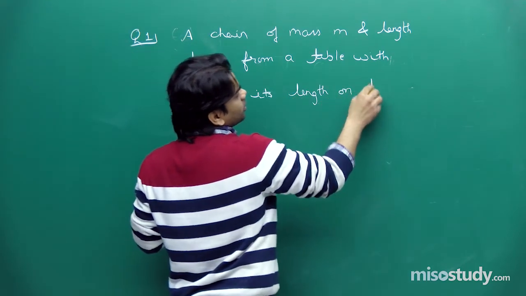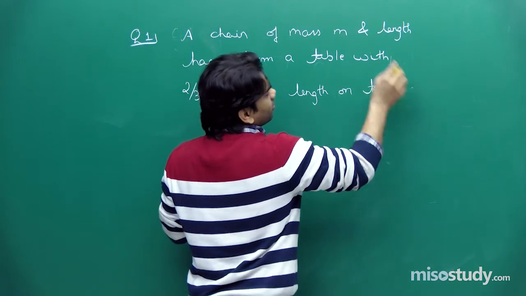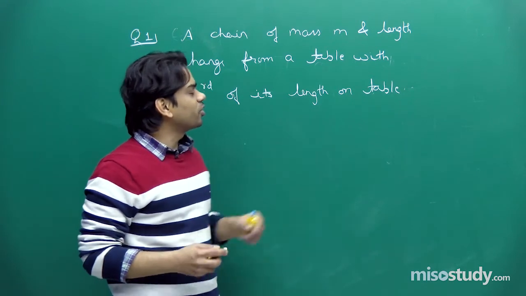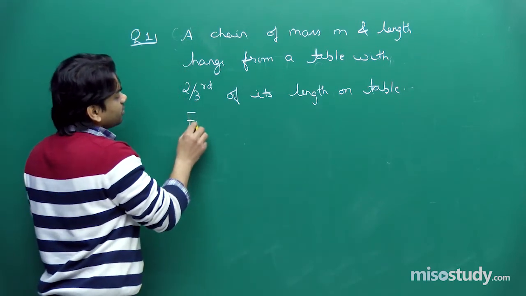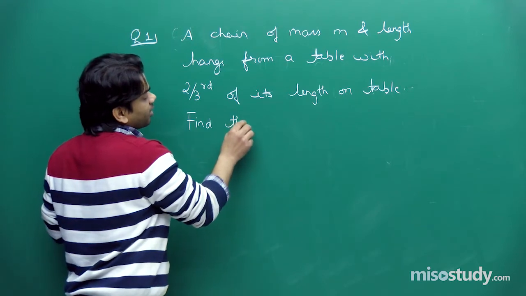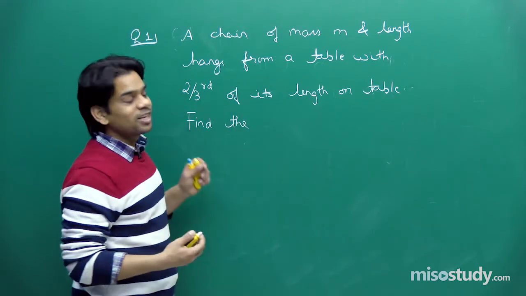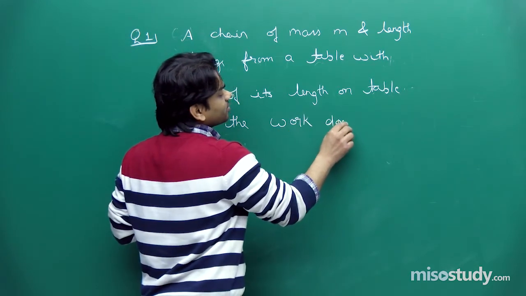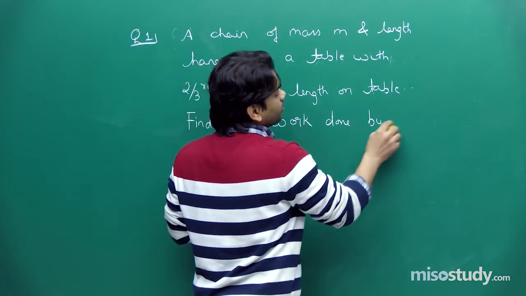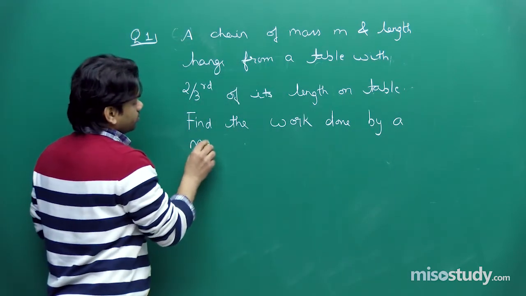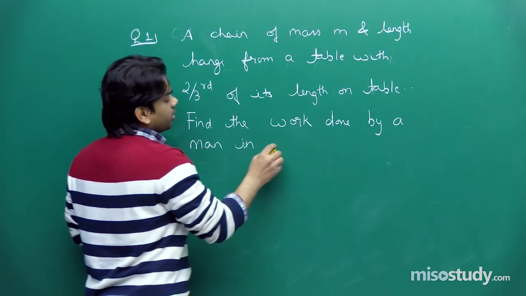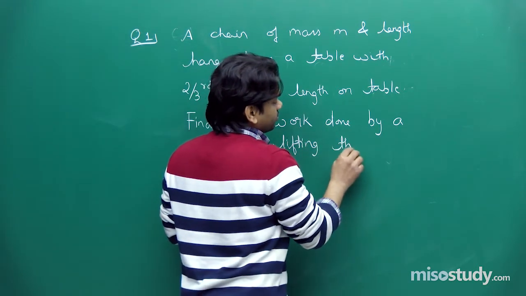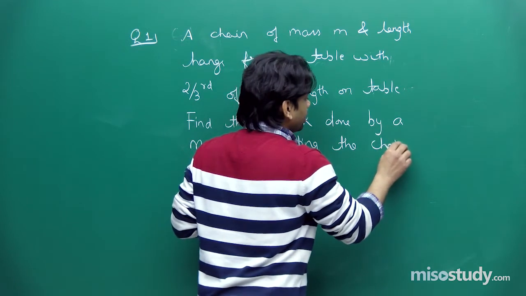The first statement should be very much clear to you. I know you must be drawing the image in your mind, you must be thinking about how it would look like with 2/3 of its length on table. Find the work done by a man in lifting the chain completely on the table. Find the work done by a man in lifting the chain on the table.